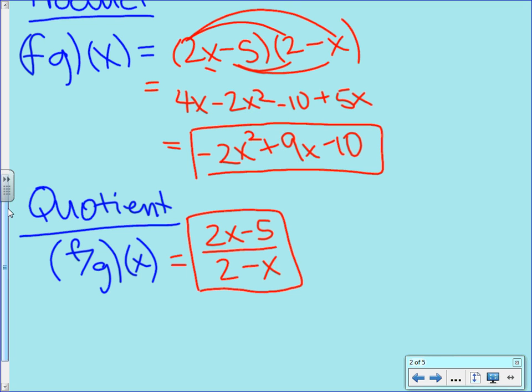However, let's talk about the domain. What is one thing that we have to look for when we have a fraction? What did I say was not allowed? Okay, we cannot have a 0 on the bottom. What would make this denominator 0? 2. So our domain has to be everything except 2.